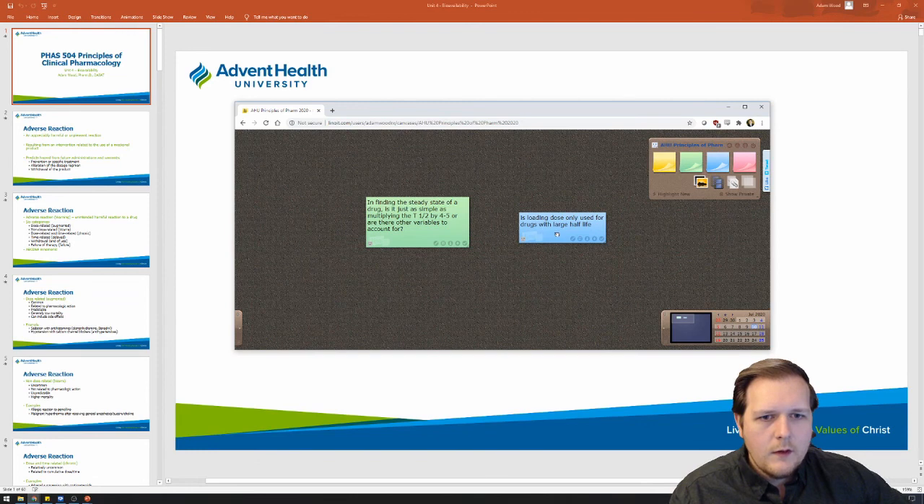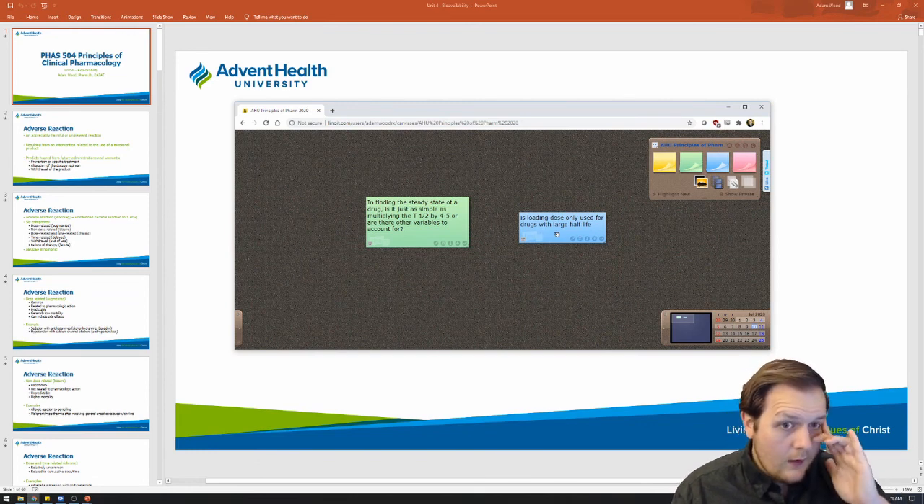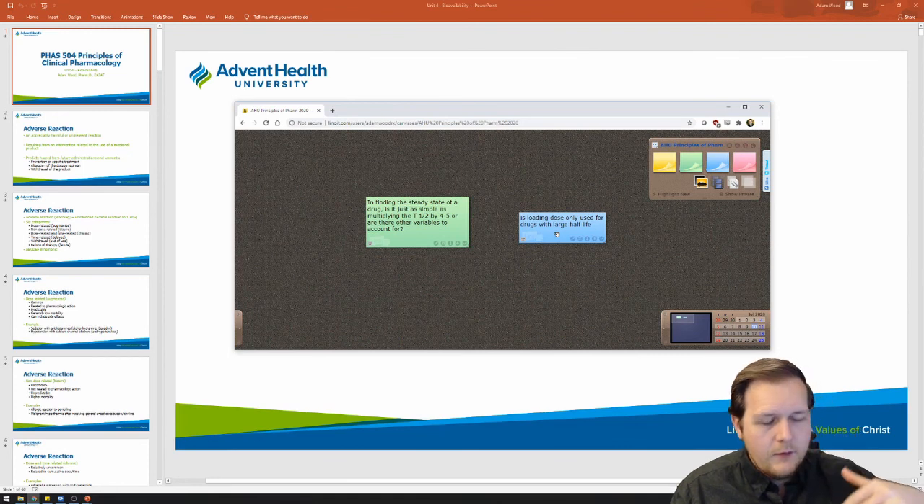Is loading dose only used for drugs with large half-life? Not necessarily. If it's something where you need to get it up to that concentration immediately, really quickly, because it's maybe a life or death sort of situation, then that's where you're going to be using your loading doses most commonly. The other place where it's used most commonly is for those drugs with really long half-lives. So amiodarone's a really good example there, where usually we'll start off with a big bolus dose, big loading dose, and then we'll follow up with a continuous infusion, and then eventually switch them over to oral dosing, for instance, if they're going to stay on it for a while.